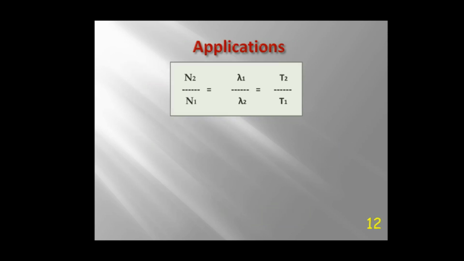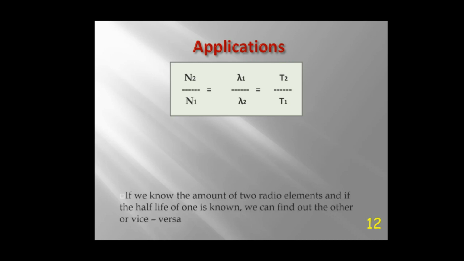Now coming on to the application, it is very simple. When we know the value of n2 and n1, and also the value of any one of the decay constants, we can find the value of the other decay constant, and it is applicable vice versa. And when we know the value of n2 and n1 and any one of the half-lives, then we can find the value of the other half-life, and it is vice versa.